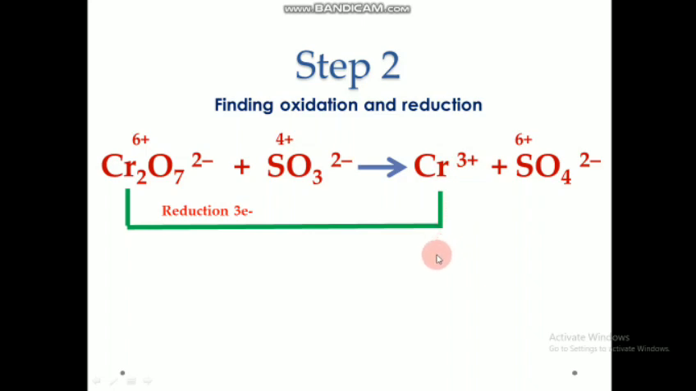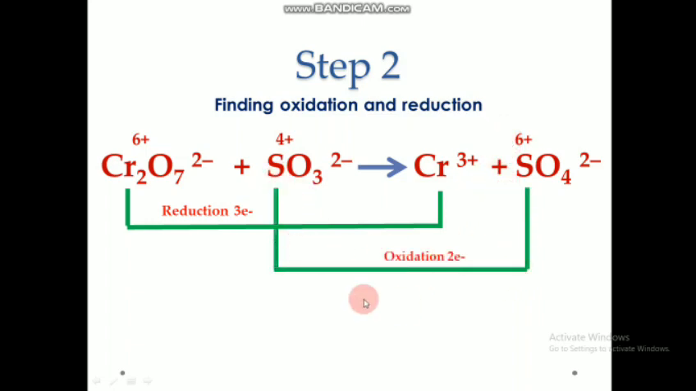And now we will see which one is oxidized. Oxygen is having same oxidation number in both the places, so we don't consider that. So sulfur from 4+ to 6+, which means increase in oxidation number. So we can tell sulfur is getting oxidized. Oxidation of 2 electrons, 4+ to 6+. So we have completed the second step where we found out the oxidation and reduction.